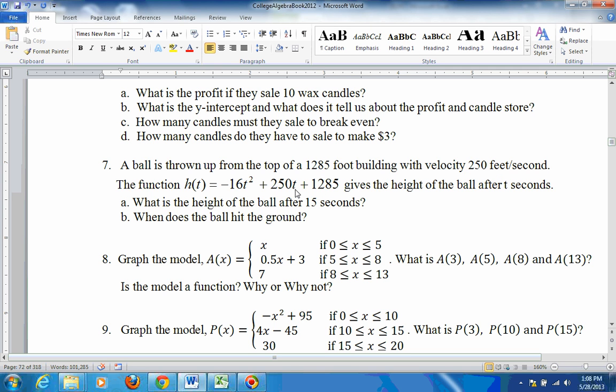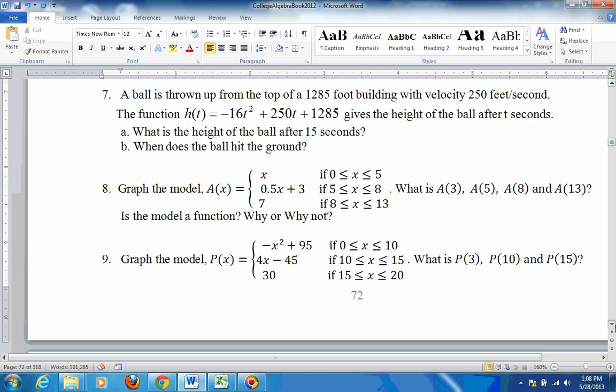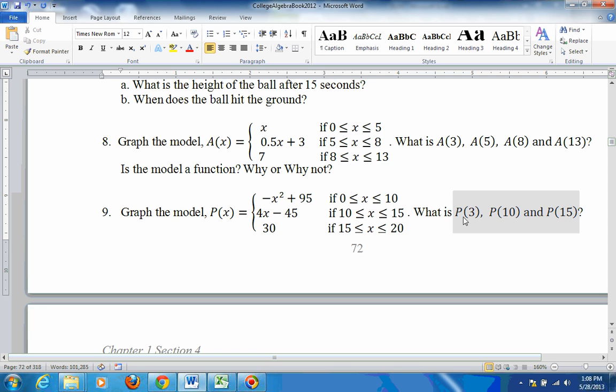That was the 1285. And this is due to gravity right here divided by 2. That gives you the negative 16. So that's 7. And then 9, that's a piecewise defined function. It says, what is p of 3?